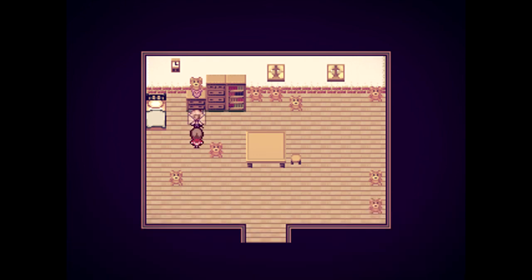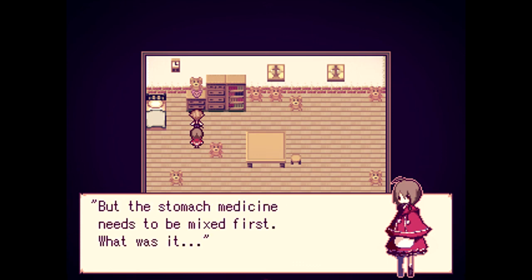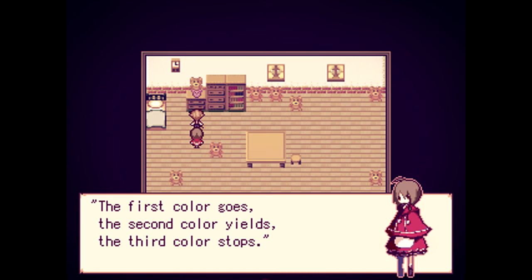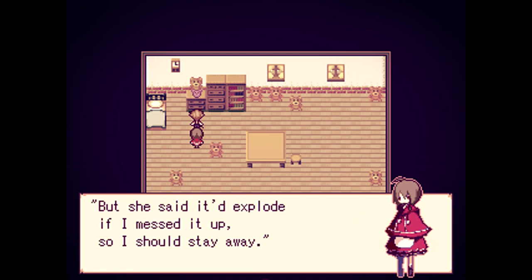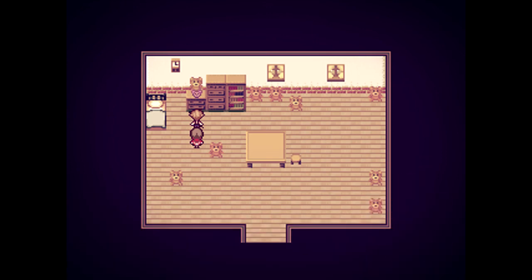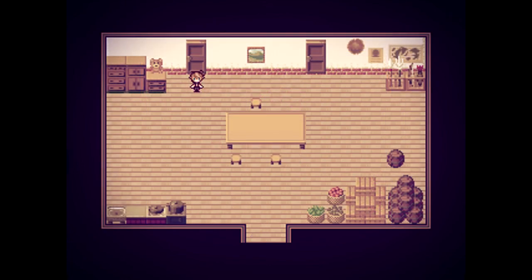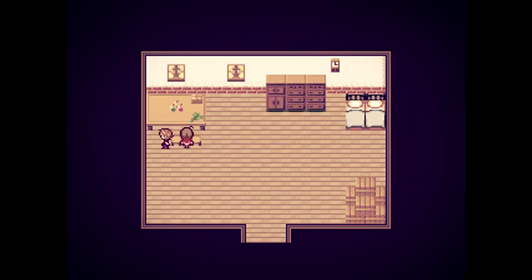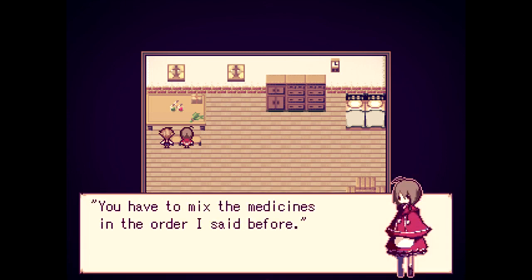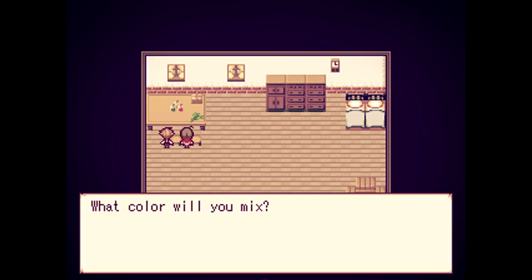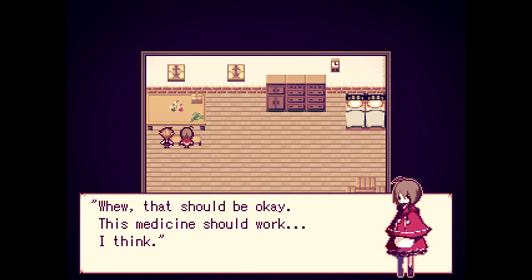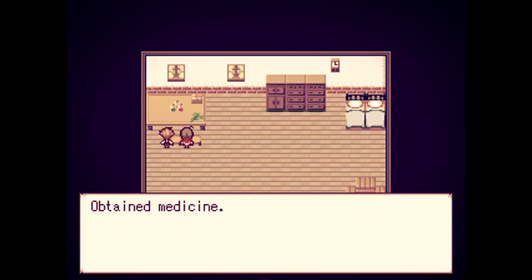Good day. I'm really hungry right now. If you need medicine, there's some in the room over, but the stomach medicine needs to be mixed first. What was it? The first color goes, the second color yields, the third color stops. So green, yellow, red? But she said it'd explode if I mess it up, so I should stay away. You want to try? Goes, yield, stops. Green, yellow, red. Here it is. You have to mix the medicines in the order I said before. Do it. Be careful. What color will you mix? Green, yellow, red. It didn't explode. Whew, that should be okay. This medicine should work, I think. Obtain medicine.